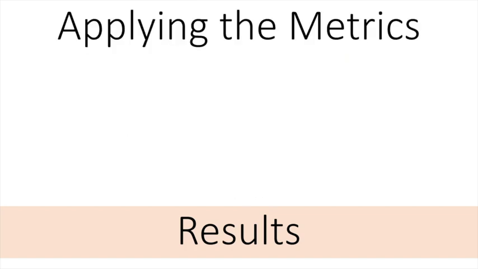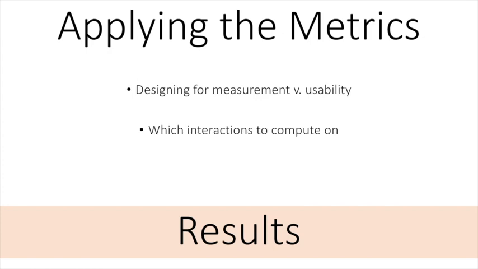In addition to the qualitative results of the user study, we describe important considerations for implementing the bias metrics in a visual analytic tool based on our own lessons learned, including navigating the trade-off between designing systems to measure bias versus optimizing for usability, which interactions to include when computing the bias metrics, and how to interpret the results.